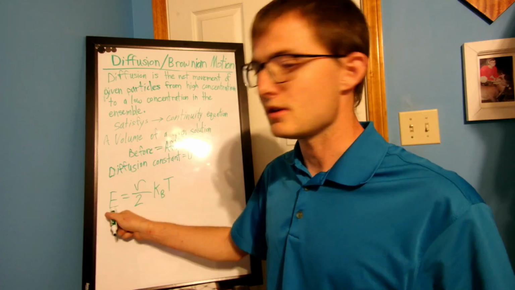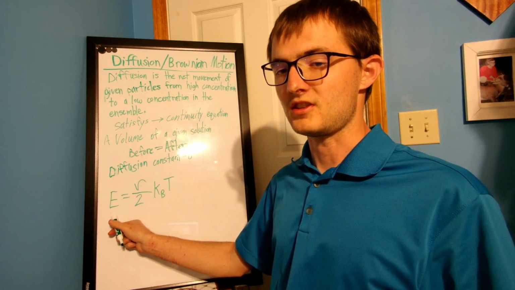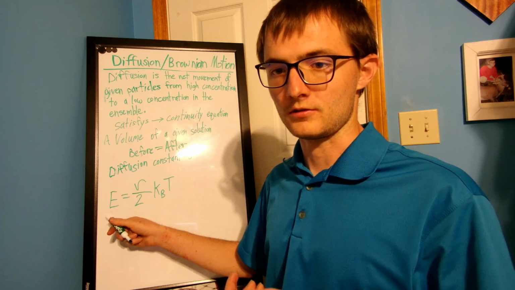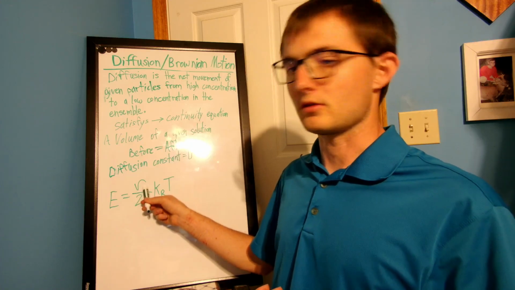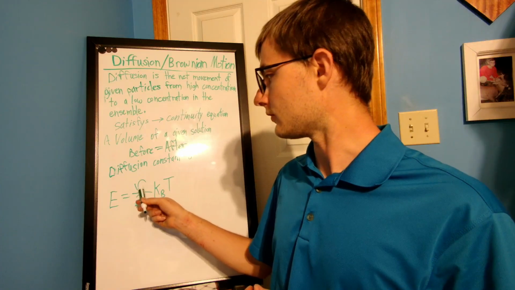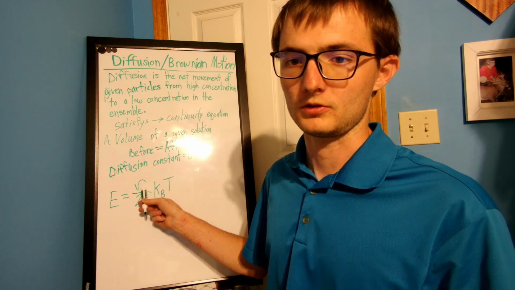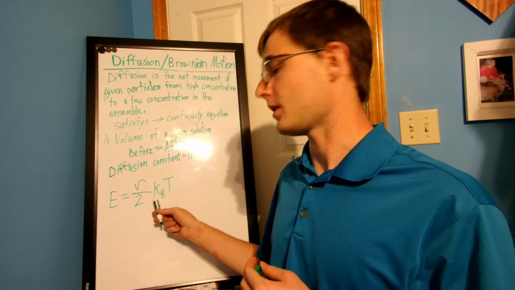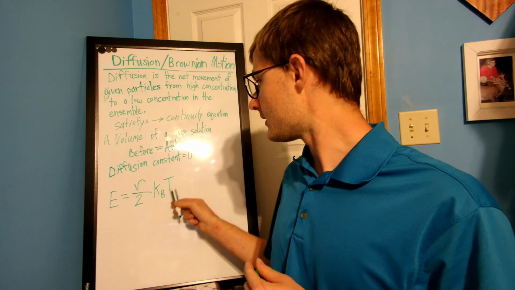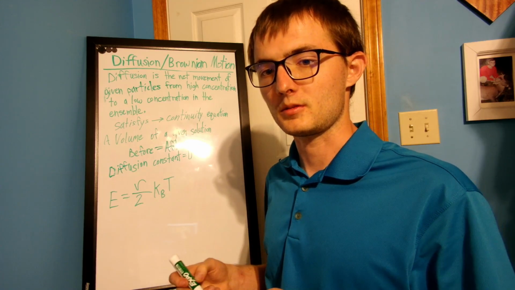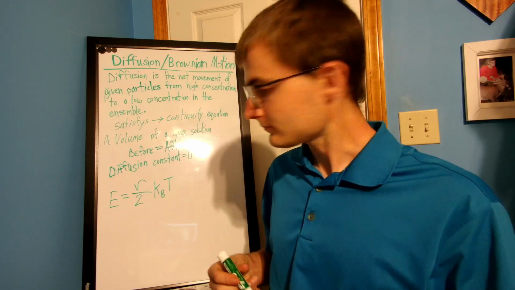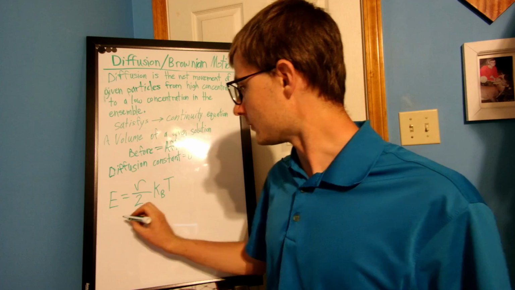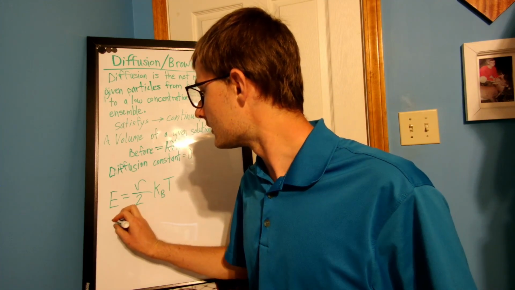This is where E, capital E here, is the average kinetic energy of the particles in our system. This curly V here is nu, the Greek letter nu, that represents how many degrees of freedom our particles have in our ensemble, divided by 2 times Boltzmann's constant times the temperature of our ensemble. So, and again, kinetic energy is equal to this, so we can determine.